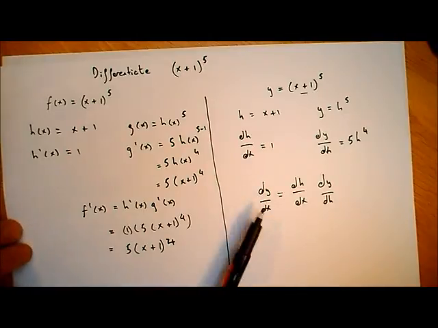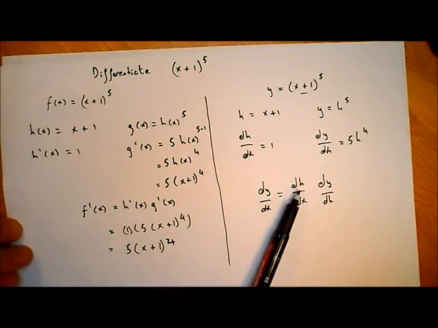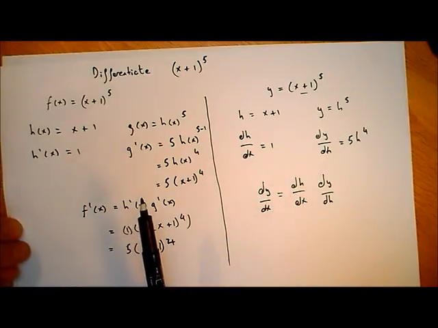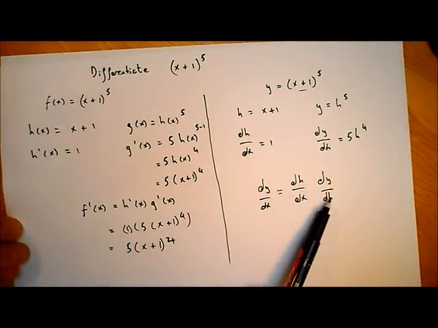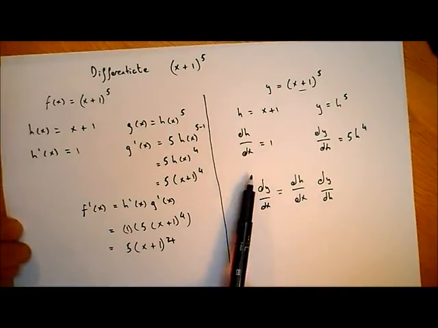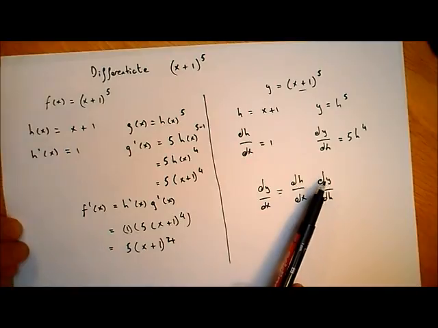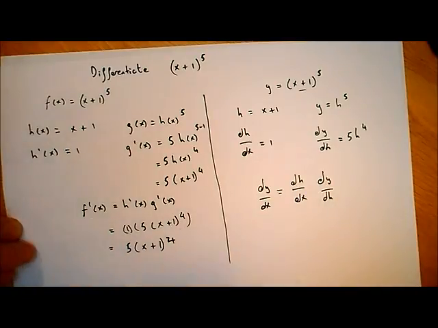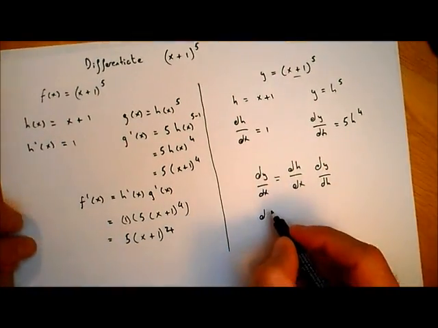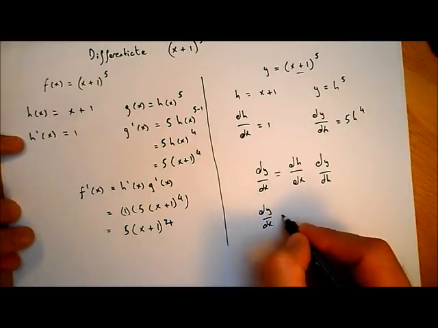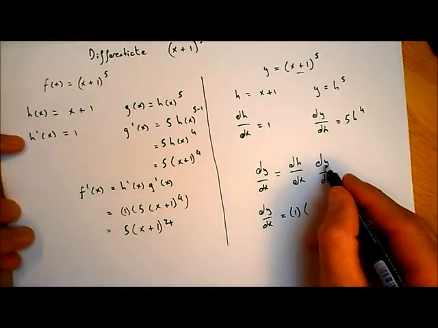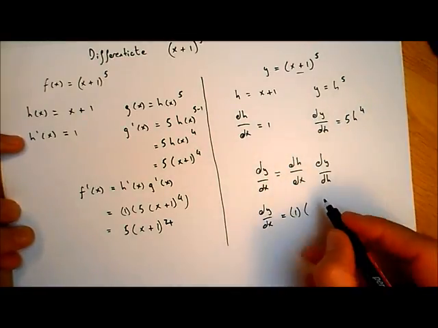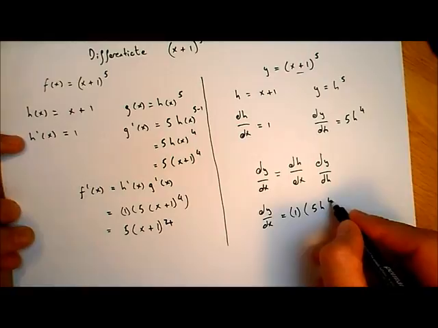If you look at that, we want to find dy over dx. It's this, I'm saying it's this multiplied by this. If I multiply that by that, the dh's are going to cancel because I'm multiplying by dh, but then I'm dividing by dh. So the dh's will cancel and I will be just left with dy over dx, which is what I want. So dy over dx is equal to dh over dx, which is 1, multiplied by dy over dh, which is 5h to the power of 4.